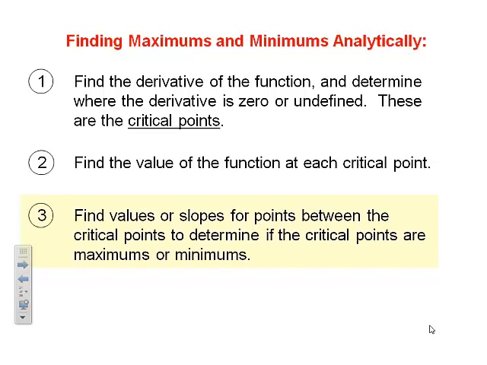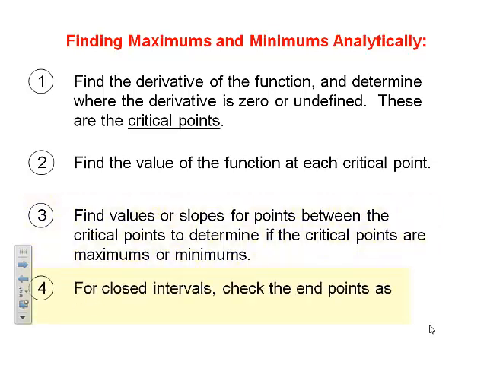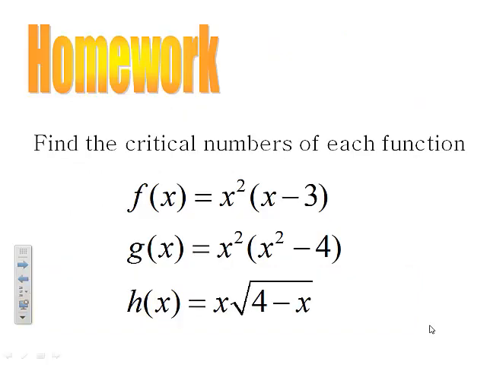Next, find values or slopes for points between the critical points. Make a number line chart, in other words, and use it like we did in the previous example to determine whether something is a maximum or a minimum. And then finally, make sure you check the end points. If you're dealing with closed intervals, sometimes the end points might be maximum and minimum, so you want to check those as well.